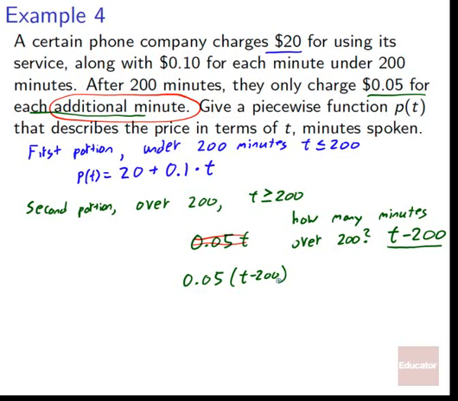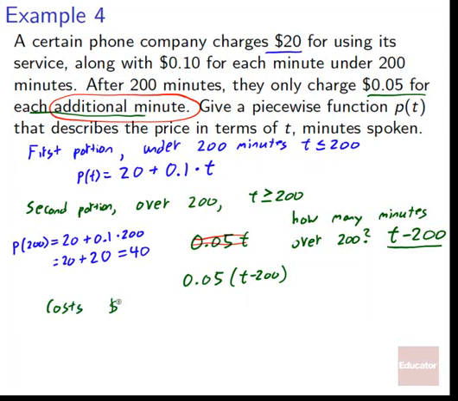Now, that's the amount of additional money that will be on top of some lump. So how much is it to even make it to 200 minutes in the first place? Let's see what it is from our first one. P of 200 would be equal to 20 plus 0.1 times 200. Just move the decimal place over one, so it becomes 20. So 20 plus 20, 40. So it costs $40 to get up to 200 minutes.